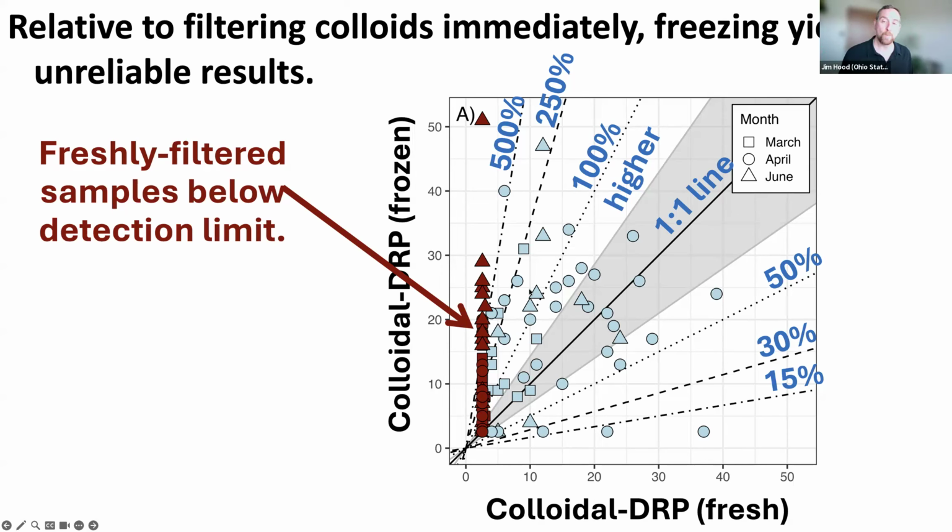Second, when there was colloidal DRP, there are more points above the line than below, suggesting that there tended to be an increase, but the effect of freezing was really complex. Ashlyn did some modeling that suggested that this was associated with changes in pH, but also changes in iron and silica concentration.